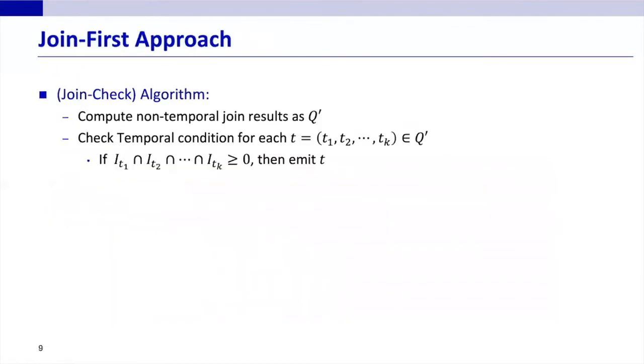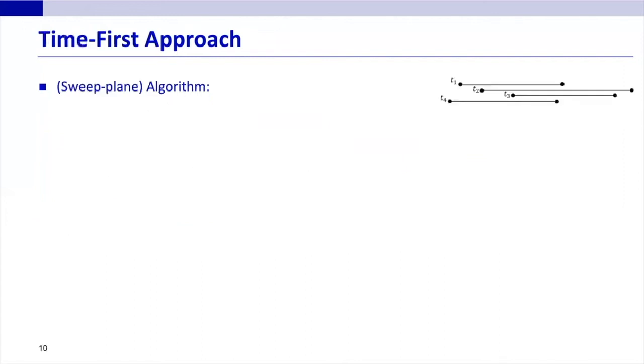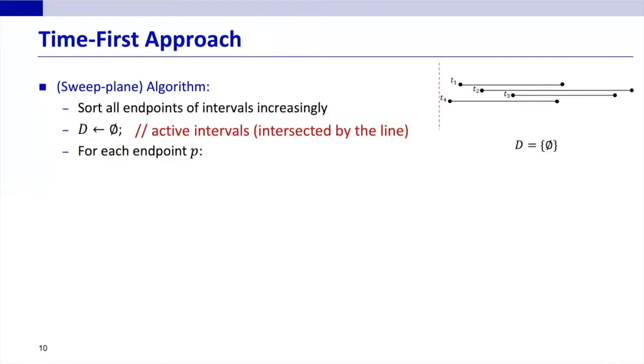The joint-first approach first computes the non-temporal joint results, and then filters each result using a temporal condition. This approach has the same complexity as evaluating a non-temporal joint, but it is not output sensitive anymore, as the non-temporal joint size could be much larger than the temporal joint size. Corresponding to the joint-first approach, we present a time-first approach, also known as a sweep plane-based algorithm in the literature. Intuitively, it sorts the endpoints of valid intervals first, virtually sweeps a time axis, and maintains the set of active tuples whose valid interval is intersected by the axis.